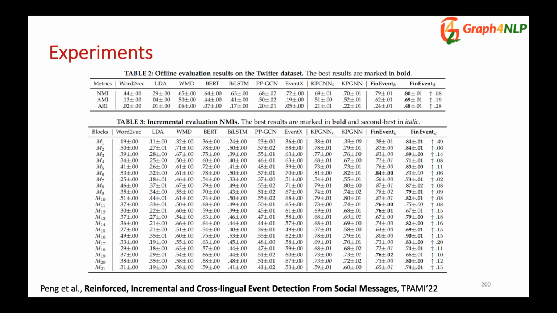In the experiments, they compare the performance of the FinEvent framework with different baselines, in terms of normalized mutual information, adjusted mutual information, and ARI. They performed the experiments in both an offline manner as well as an incremental detection manner. In different incremental settings, this new framework has better performance than all the baselines.